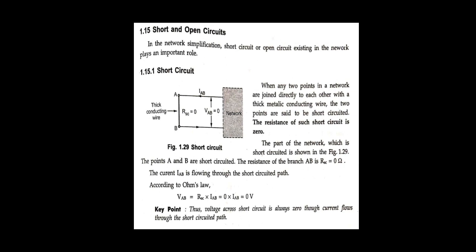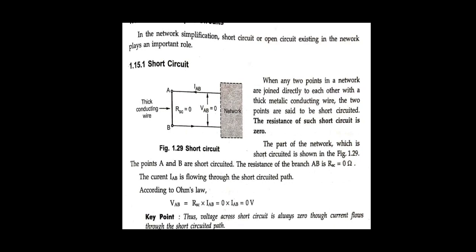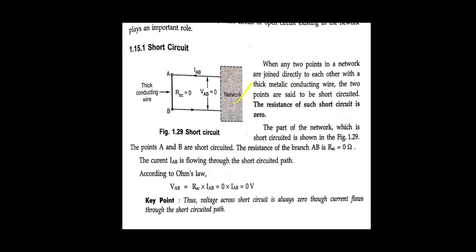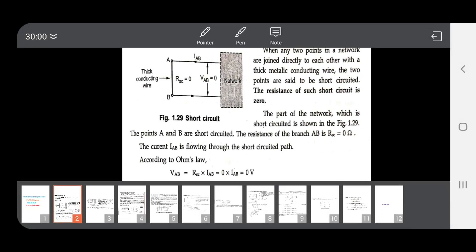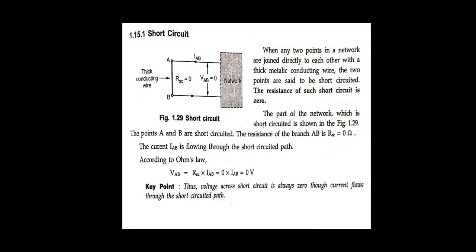So this is the diagram of a short circuit. See here what exactly the short circuit is. When any two terminals or points in the network are joined directly to each other with a thick metallic conducting wire, the 2 points are said to be short circuited. See here, this is the network, and here are the 2 points A and B, and these 2 points A and B are connected with a thick conducting wire.